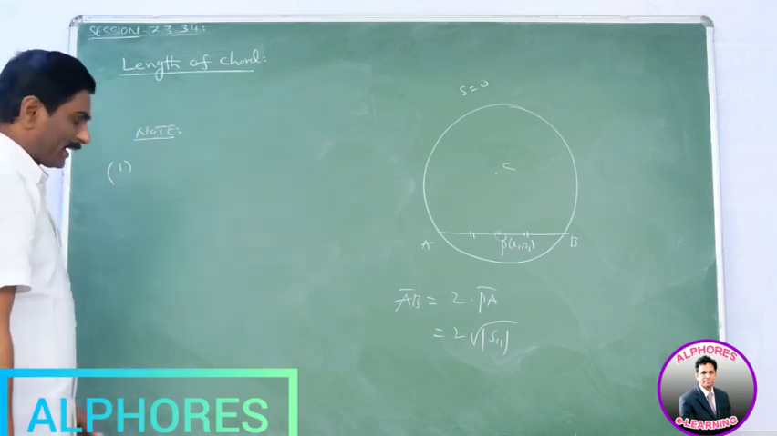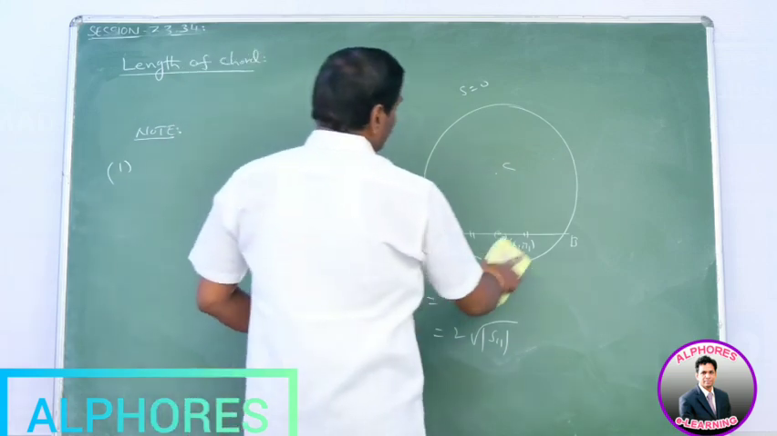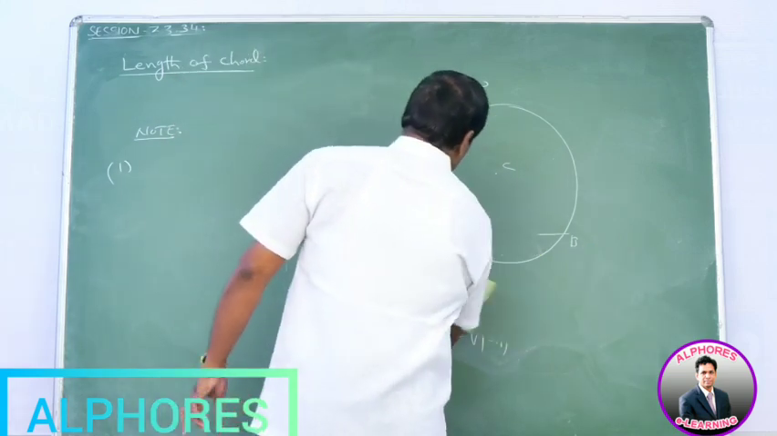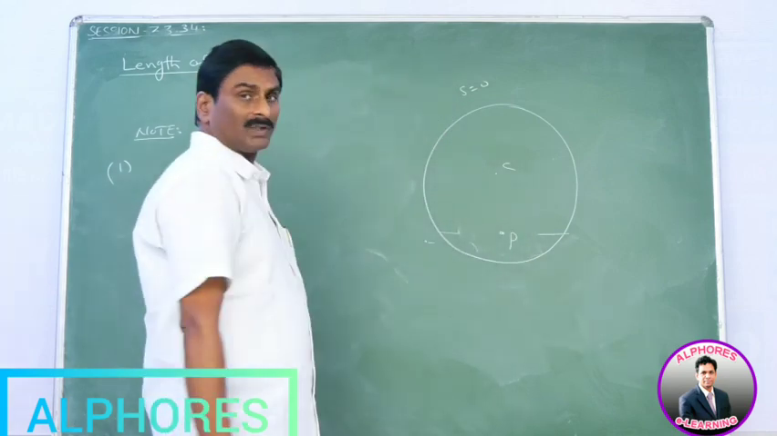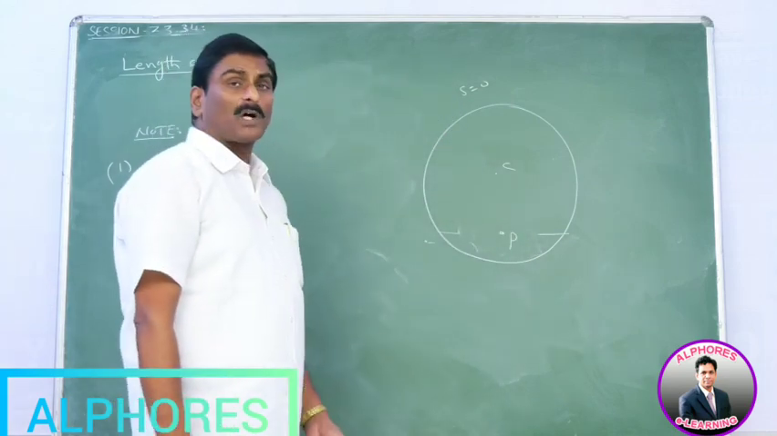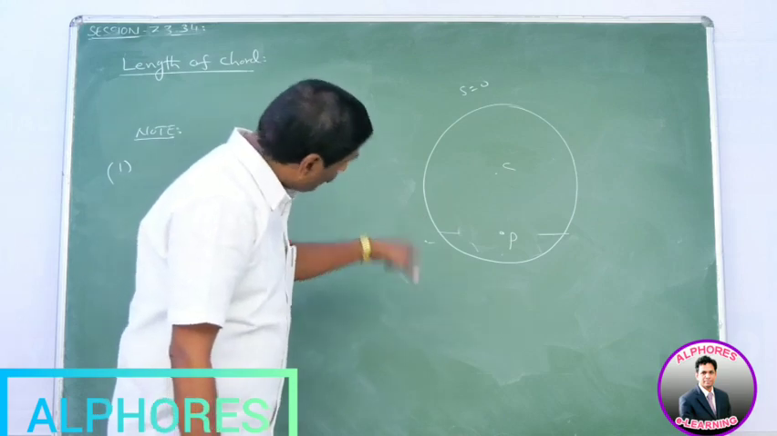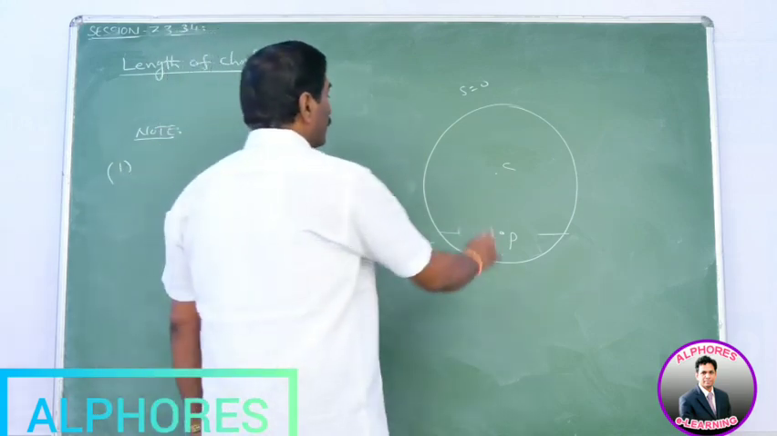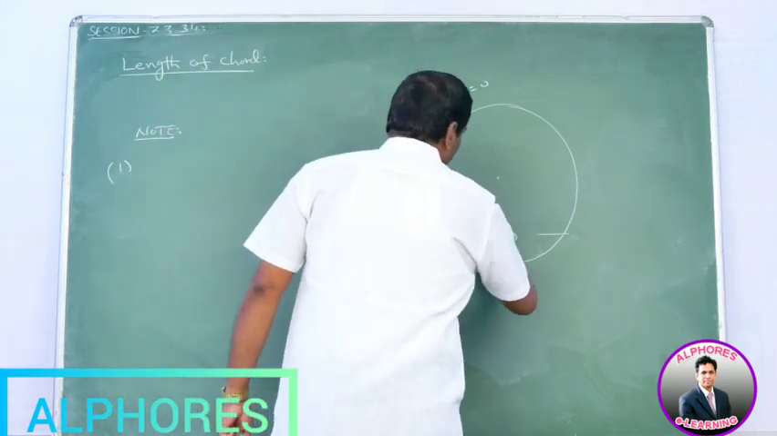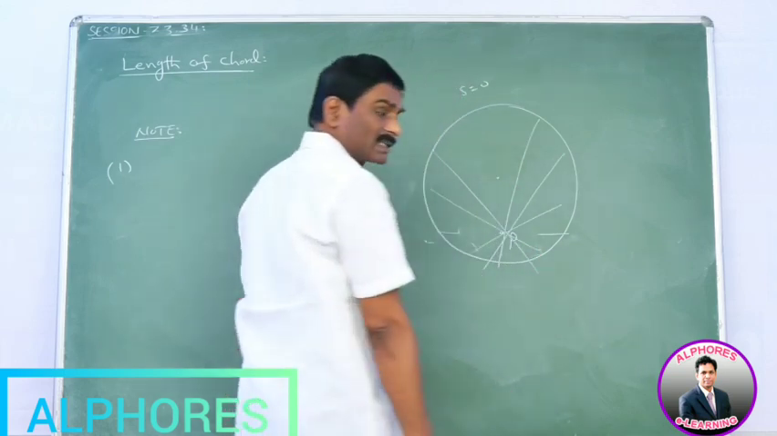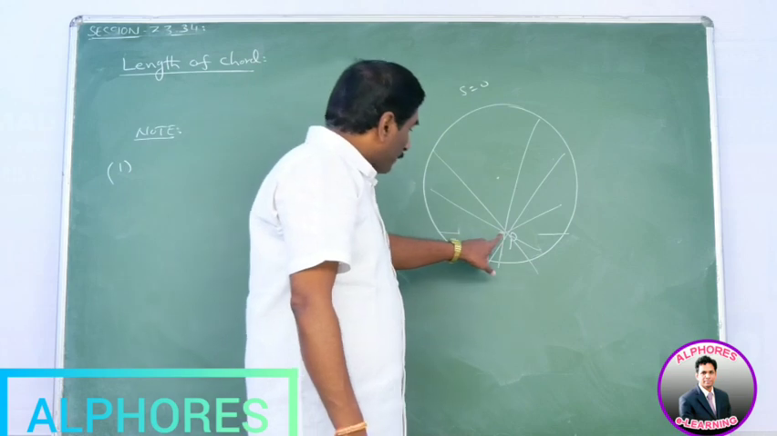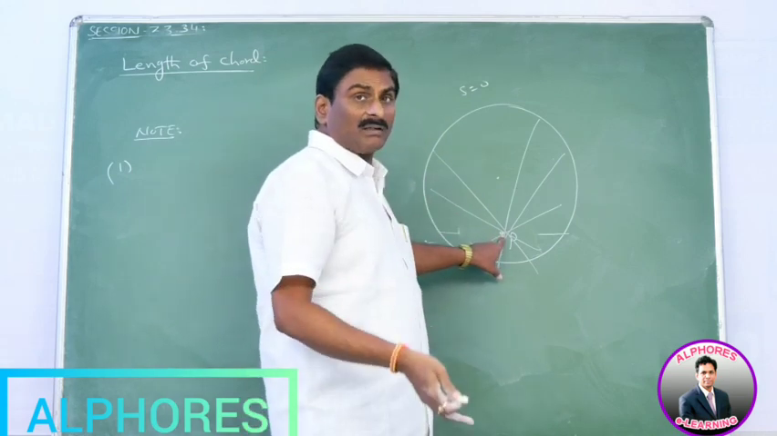If P is any point inside of the circle, suppose P is one of the points. How many chords are possible from P to the circle? We can draw an infinite number of lines through P. All of these are said to be chords. From P, we can draw an infinite number of chords.